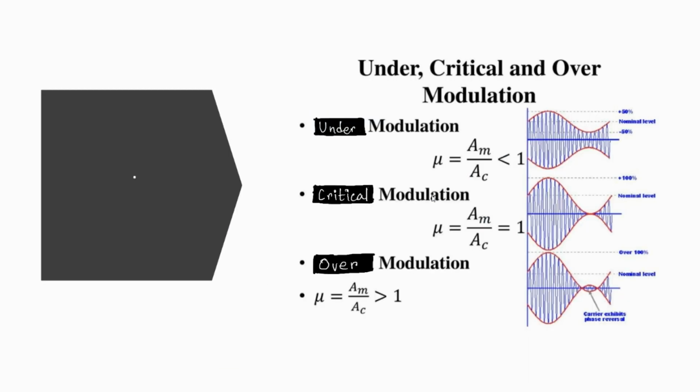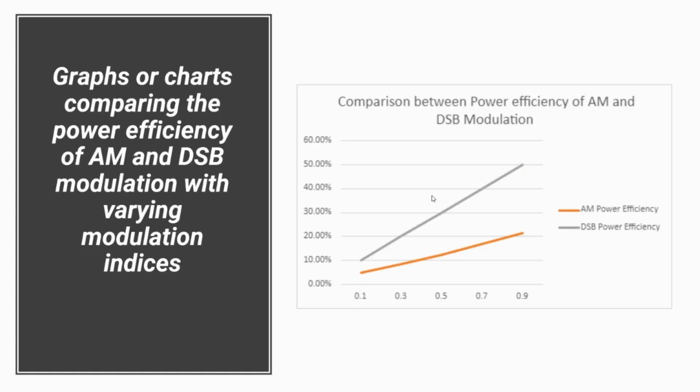Here in this slide, you can see that when the modulation index is less than 1, under modulation occurs. When the modulation index is equal to 1, the critical modulation occurs. And when the modulation index is greater than 1, over modulation occurs.